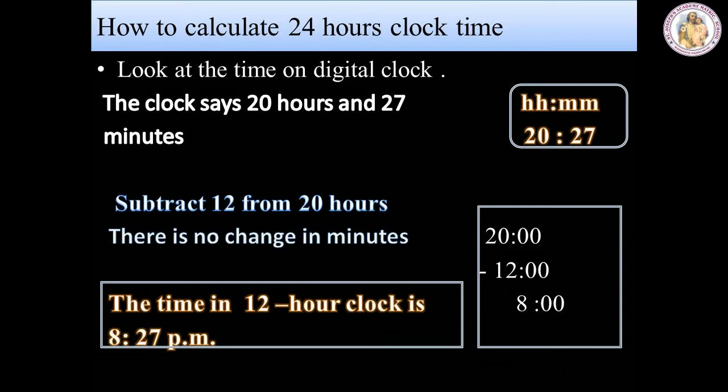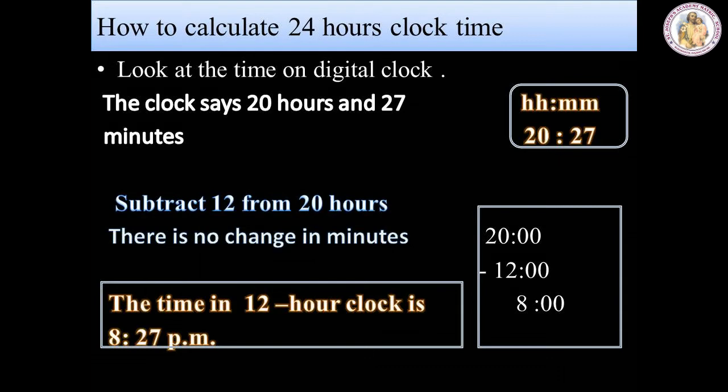How to calculate 24-hour clock time? Look at the time on this digital clock. The clock says 20 hours and 27 minutes. Subtract 12 from 20 hours. There is no change in minutes. So if we subtract 12 from 20, we get 8. The time in the 12-hour clock is 8:27 PM.